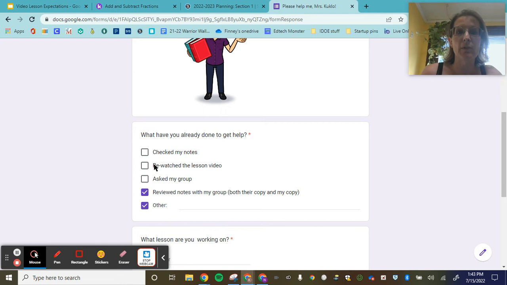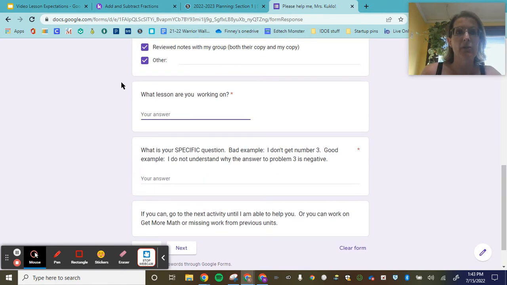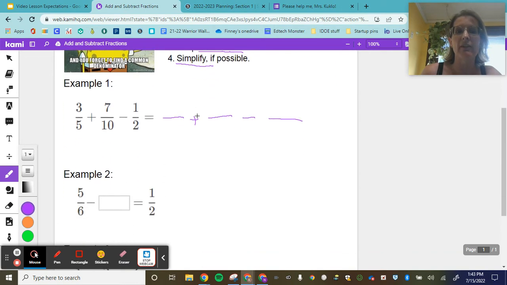But make sure that you have done these things. So check with your notes. This isn't in the notes, so you'll skip that. It's not in the lesson video. So you should have already asked your group for help. And then it says, what lesson are you working on? If you look at your notes, it's at the top of your notes. Oh, it's not. I will be fixing that.